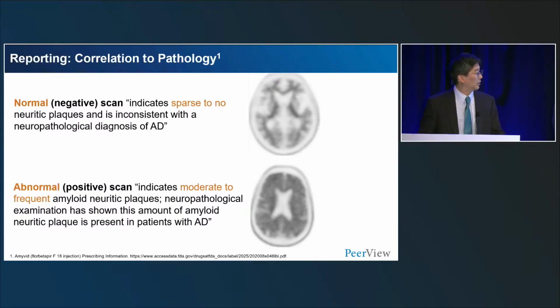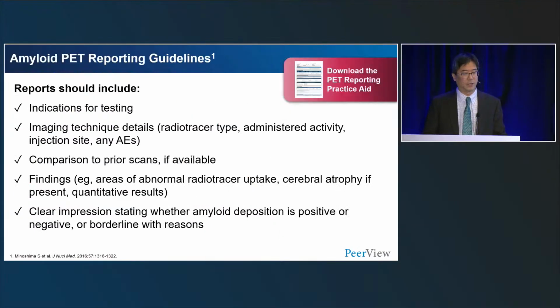And on the other hand, an abnormal or positive scan indicates moderate to frequent amyloid neuritic plaques. Neuropathological examination has shown this amount of amyloid neuritic plaque is present in patients with AD. So a report that really correlates to what we're trying to do, which is give the pathology that's in the brain. Some other tips on reporting guidelines.